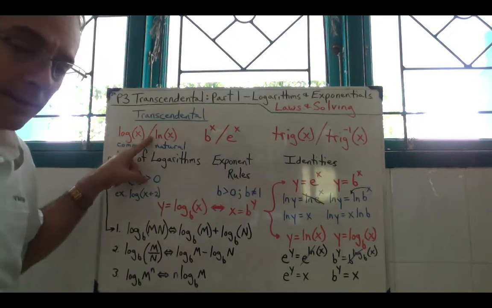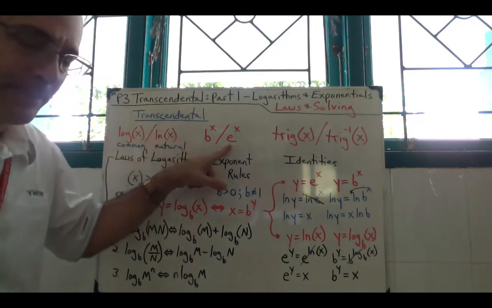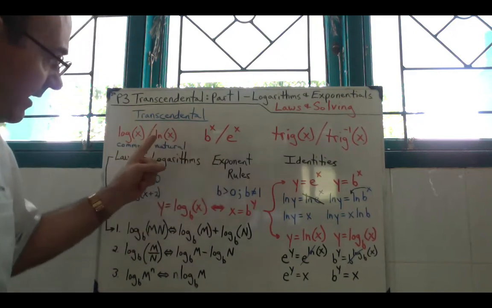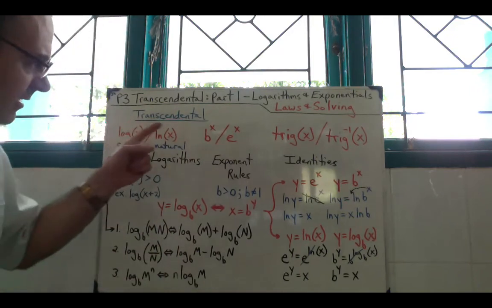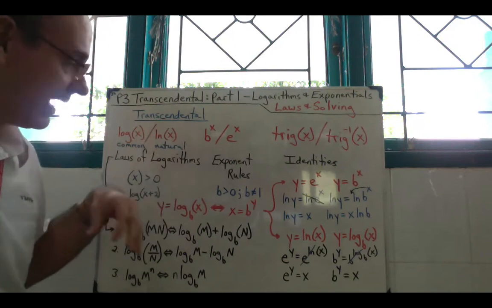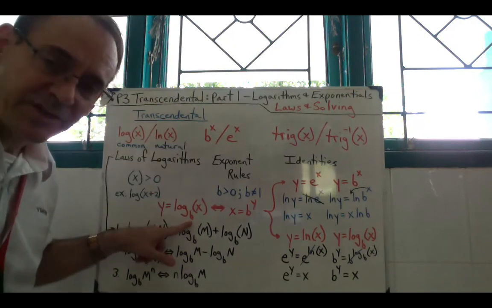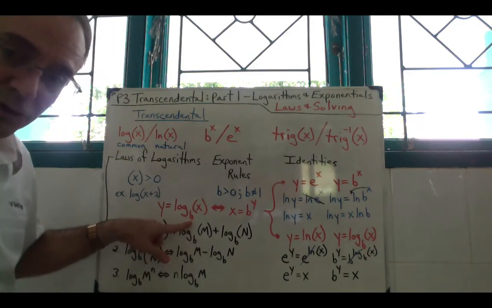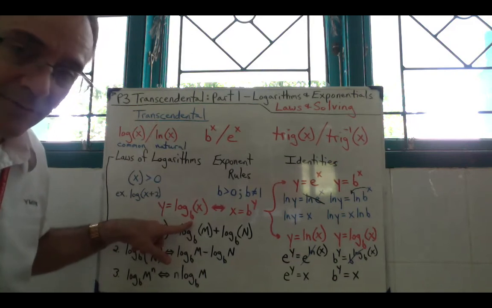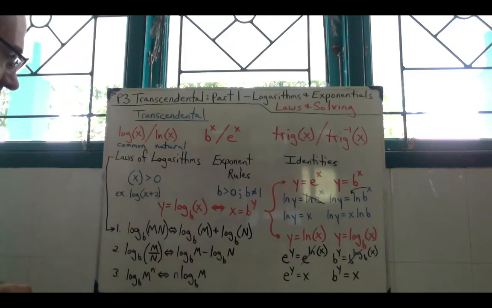Whereas if you see ln, then automatically the base is e. So ln and e to the x go together. The common log goes with base 10, and any other base needs to be written in that subscript position, whether it's a 2, a 3, a 5, whatever base that you happen to be working in gets written in that position there.